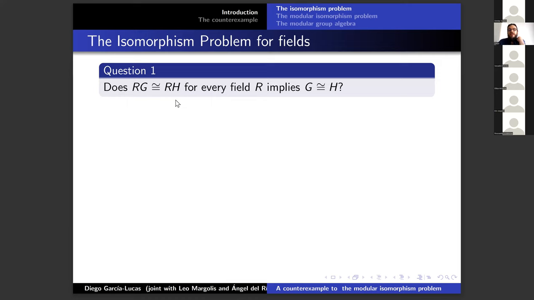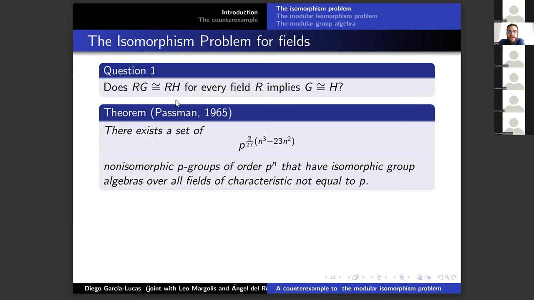Trying to answer this question as a first approach, Passman found in the year 65, for each order p to the n, a number of non-isomorphic groups of order p to the n, such that the group algebras are isomorphic over every field of characteristic different than p. This in particular shows that the characteristic of the field is very important in this problem, and that if one expects a positive result to this question in general, for p-groups, the only relevant fields will be the fields of characteristic p.